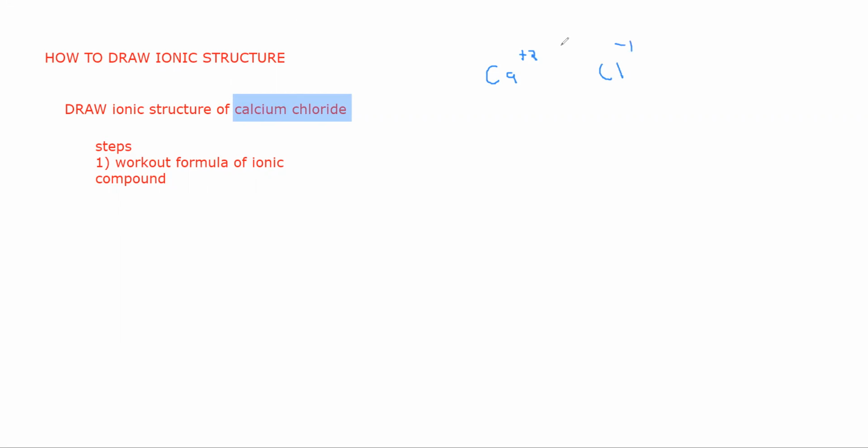When valencies are not same, we cross multiply the valencies. So this 1 will come with calcium and this 2 will come with chlorine, and the compound formula will be calcium chloride, means CaCl2. So first work out the formula of ionic compound, which we worked out. So calcium chloride is CaCl2.